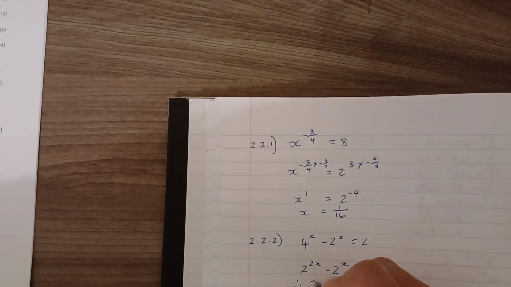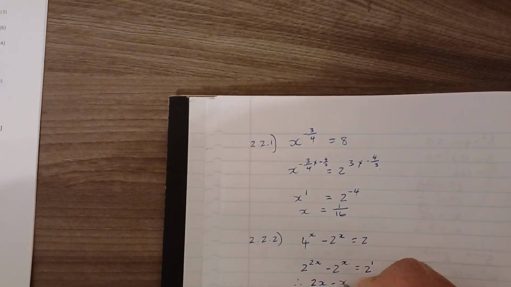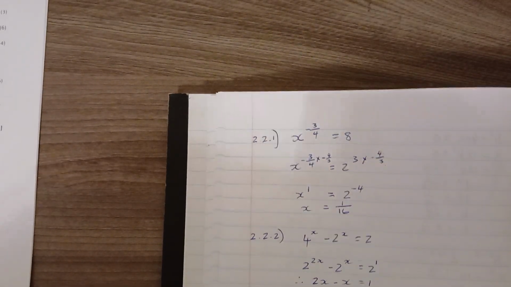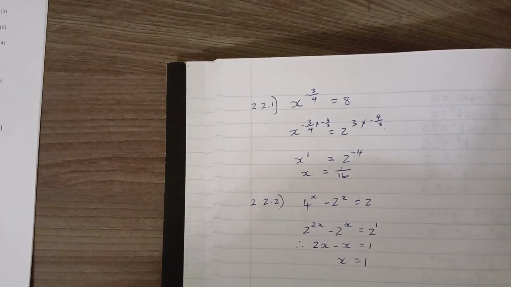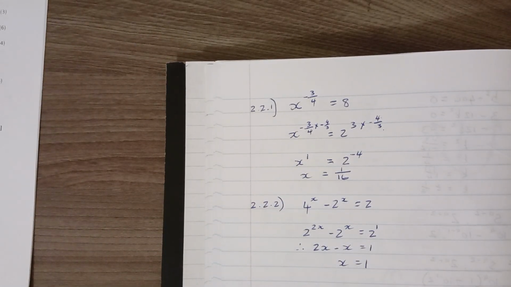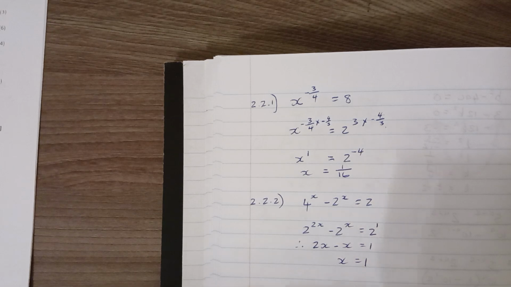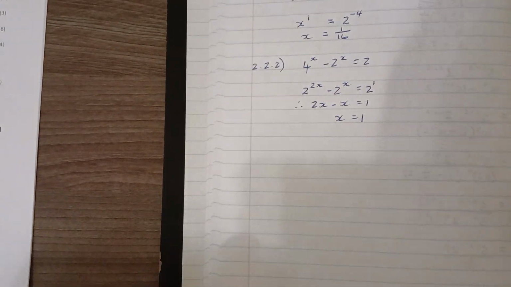So therefore, I'll have 2x minus x is equal to 1. 2x minus x is x. x is equal to 1. Okay, next one, 2.3.